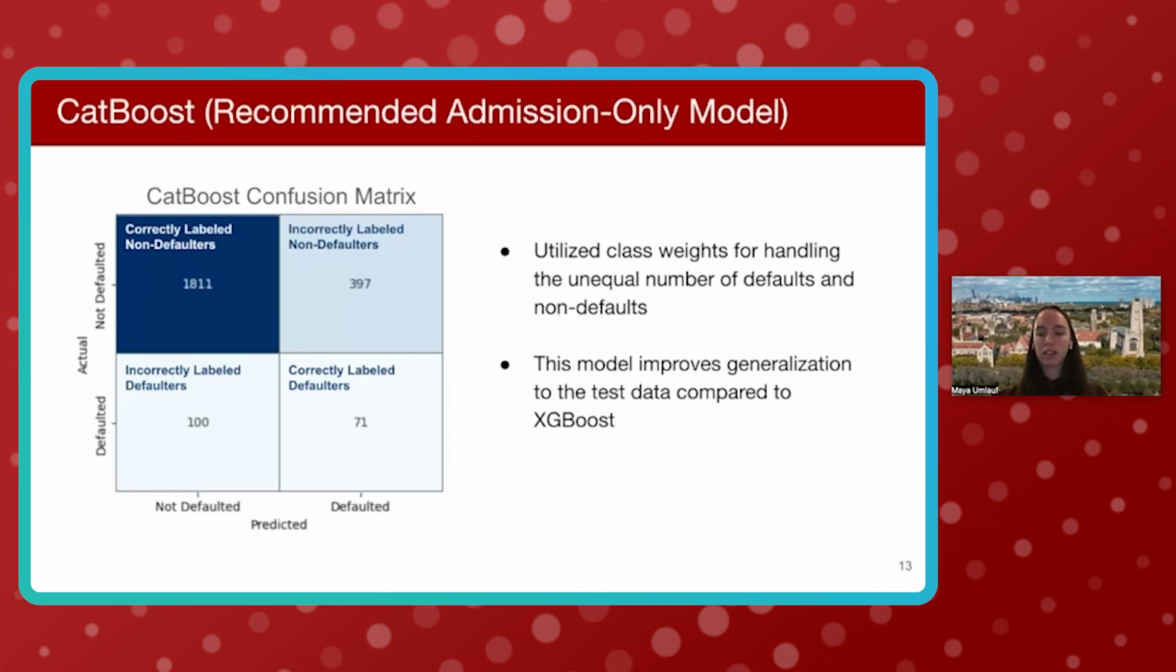Like in the logistic and LASSO models, and also in the XGBoost model, CatBoost allows for handling an unequal number of defaults and non-defaults using weights for each class. Additionally, it permutes or reorders the categorical features and trains the model on one subset of the data, while calculating update metrics on another. This helps the model generalize better to test data. There's still room for improvement in our model, so we plan to work on fine-tuning it next quarter.